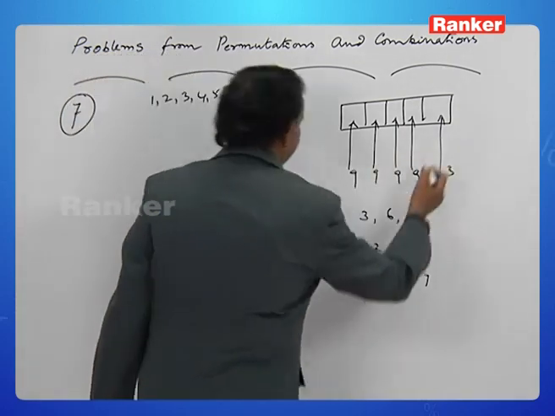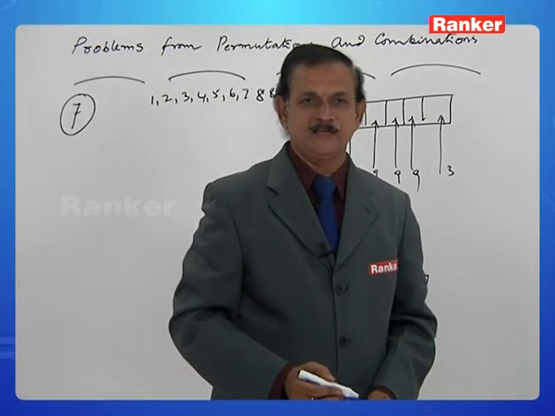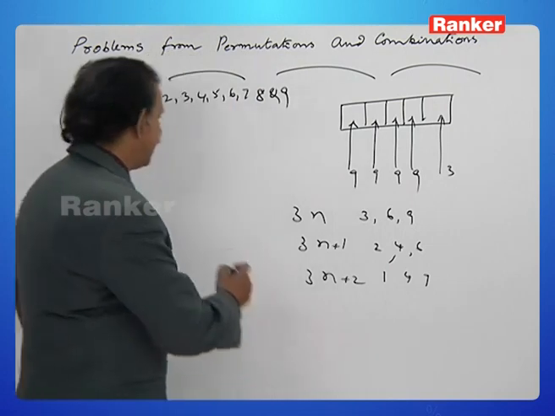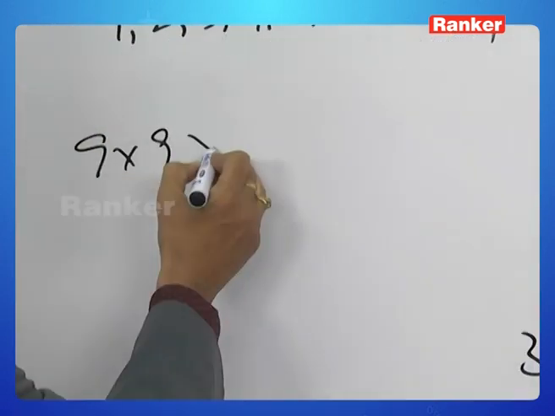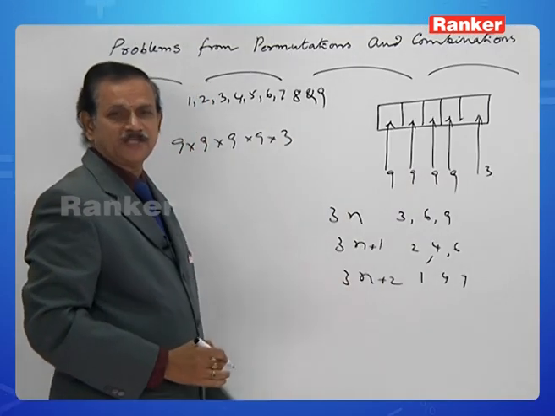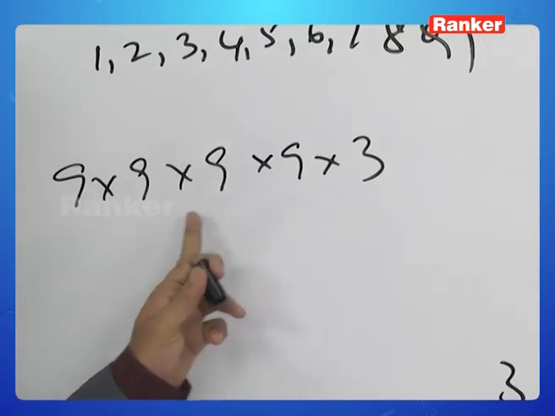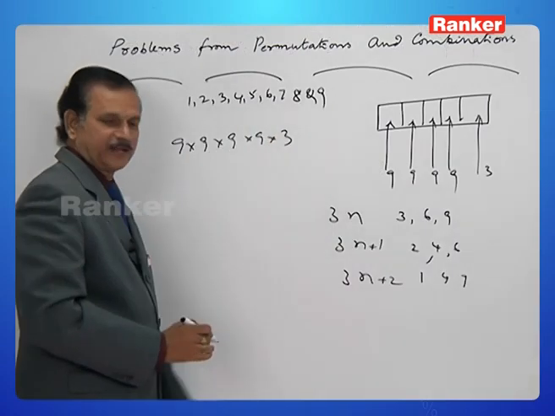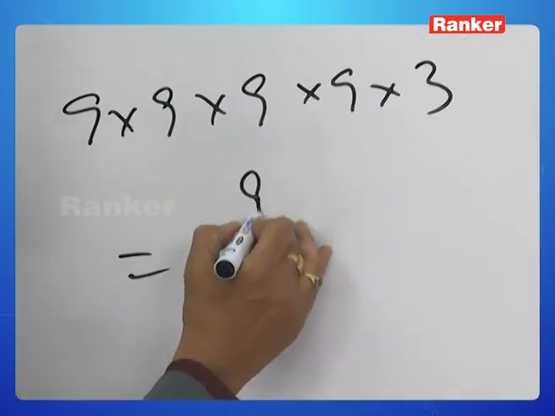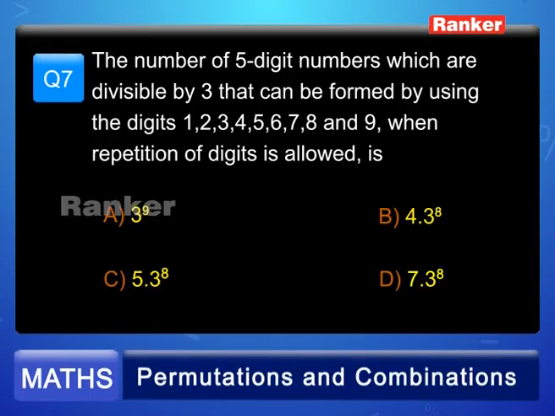Therefore, the total number of ways of filling all those 5 places could be done in, come on, how many ways? 9 into 9 into 9 into 9 into 3. This is 3 square, this is 3 square, this is 3 square, this is 3 square, the last one is 3. All together it is 3 to the power of 9. Is it available? Of course, in option A it is available. Therefore, the right option is option A. The first option, 3 power 9, is the correct answer.